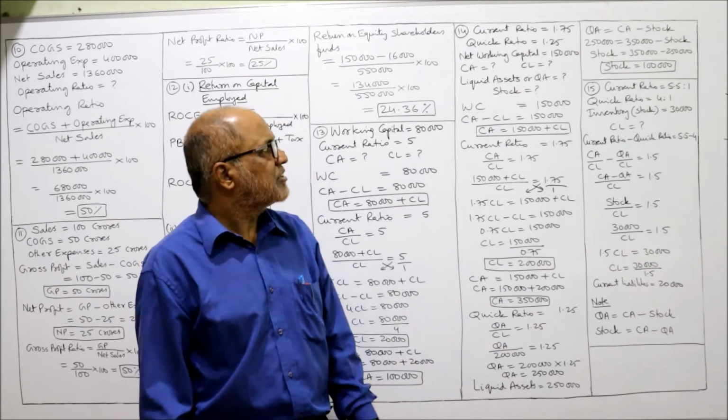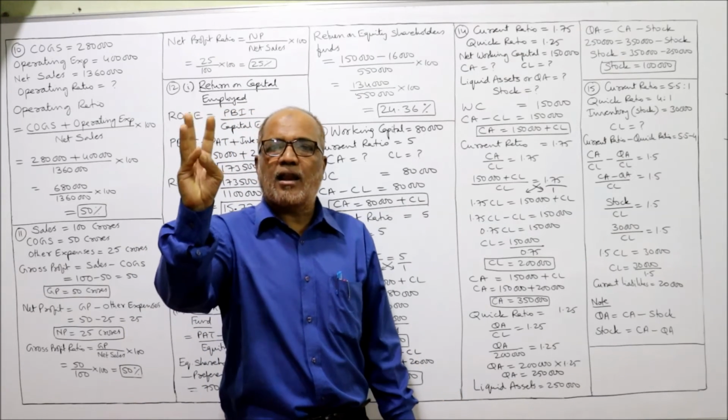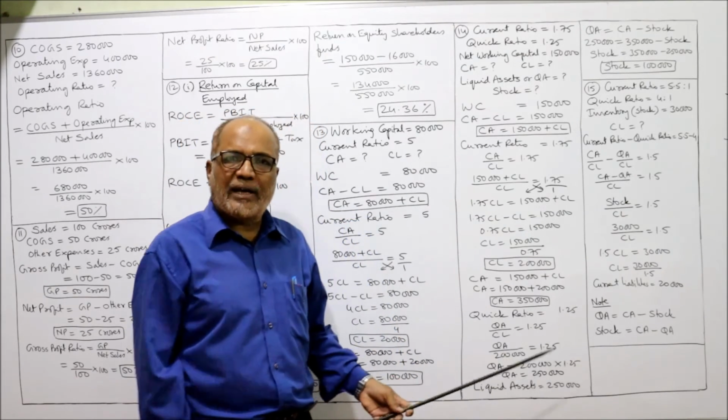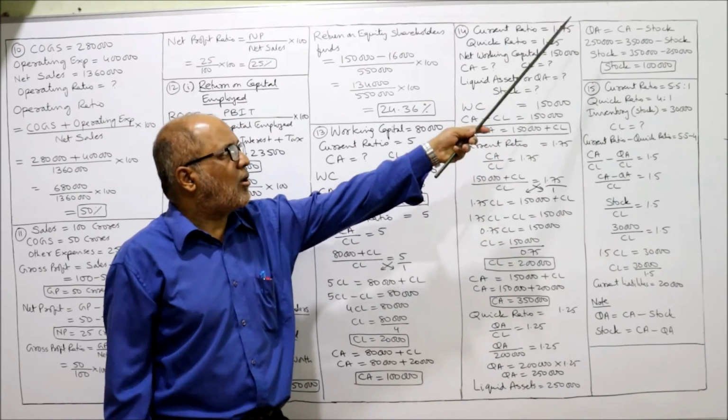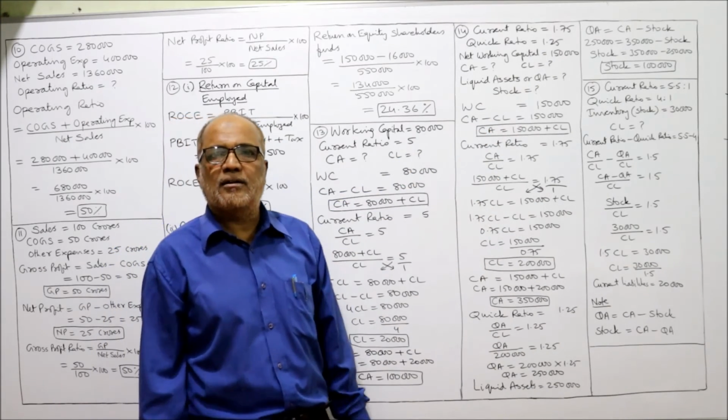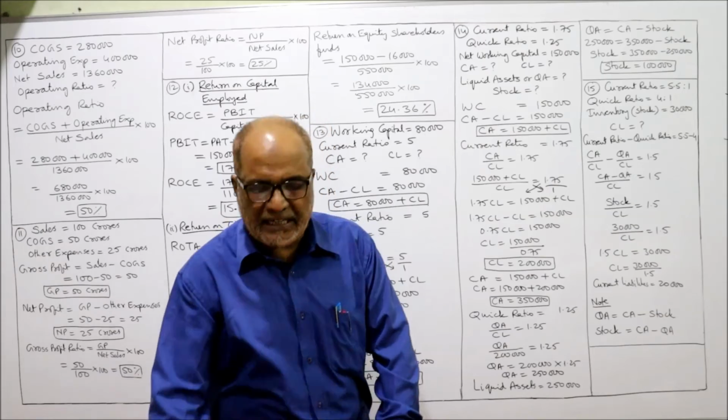That's all. Completed. All the 4 items: current asset, current liability, quick asset or liquid assets, and stock. All the 4 items we have completed. Now the next problem is the 15th.